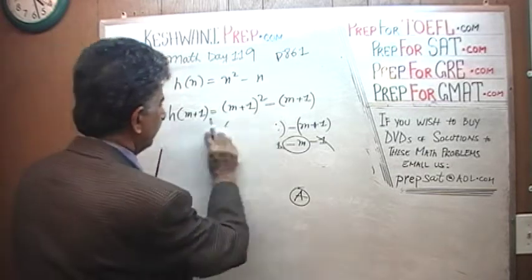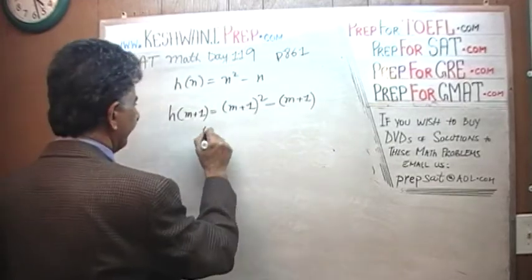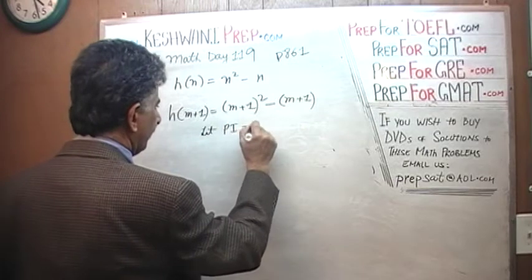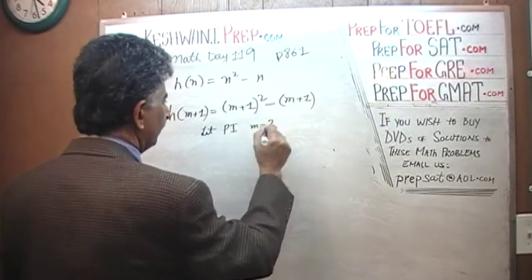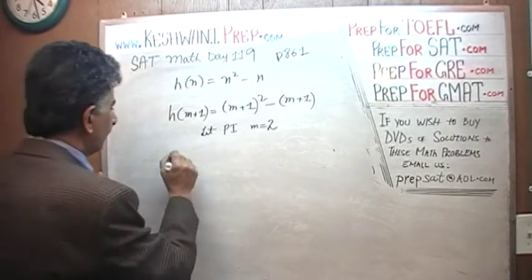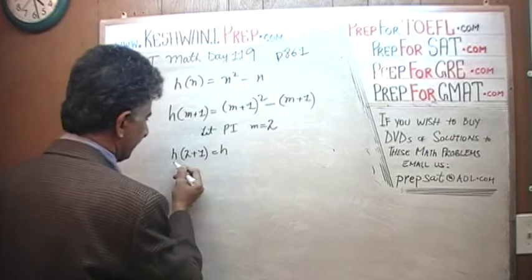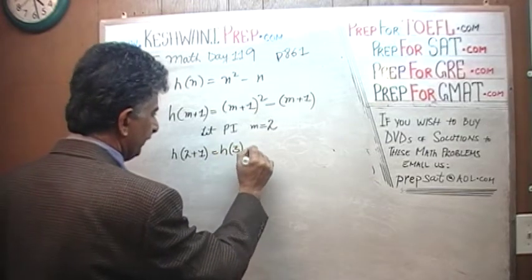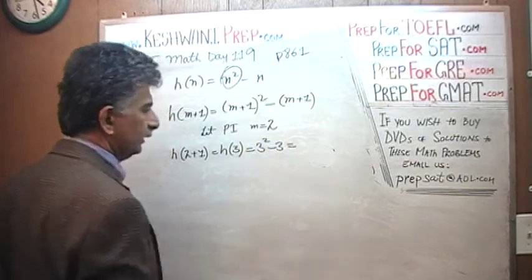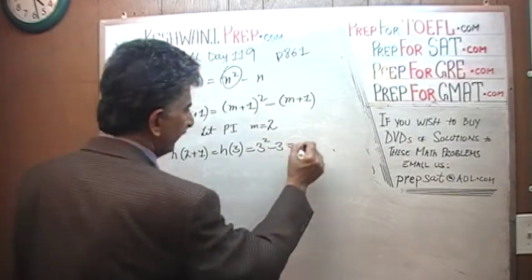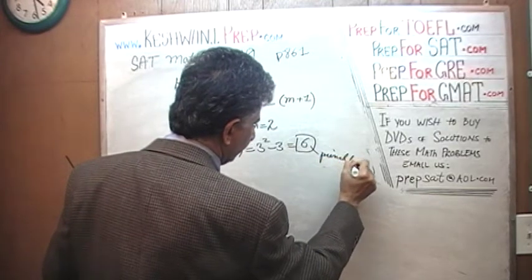What do you want to plug in? Anything that you want to plug in would work. Let's plug in m equals 2. So now we are looking for h of 2 plus 1, which is the same as h of 3, which would simply be 3 squared minus 3. 3 squared is 9 minus 3 is 6. This is our punchline.